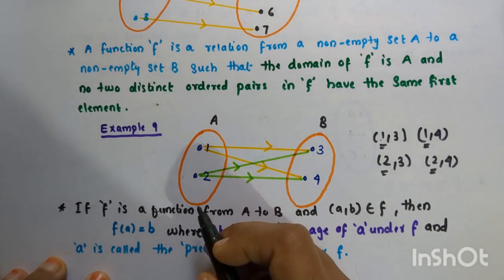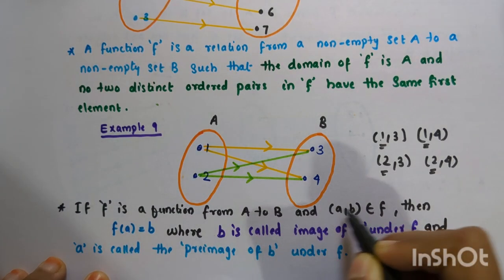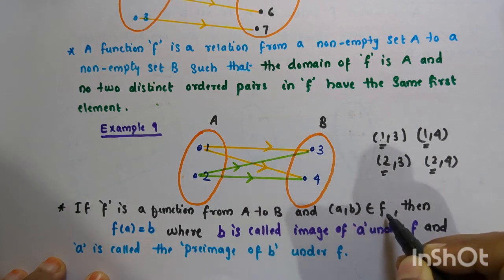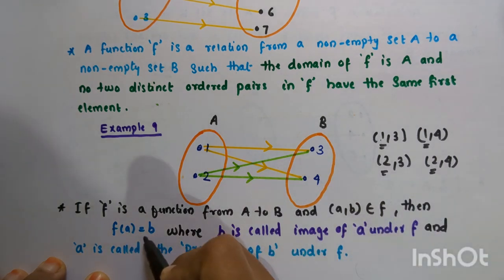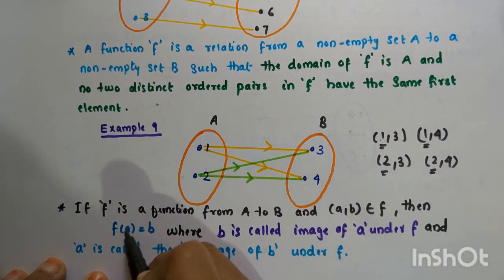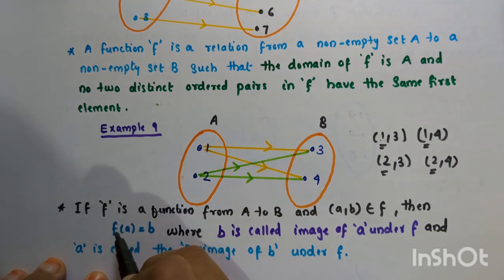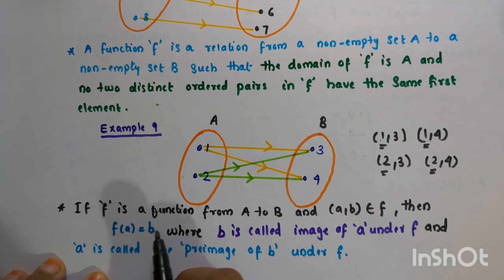And you see, if f is a function from A to B and (a, b) belongs to f, then f(a) equals b, where this b will be called the image of a under f and a will be called the pre-image of b under f. That is, if f(a) equals b, then b is called the image of a and a is called the pre-image of b.